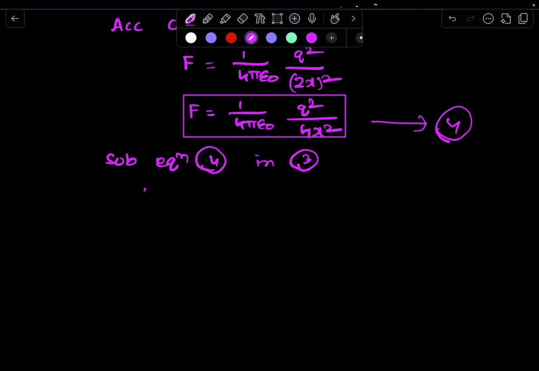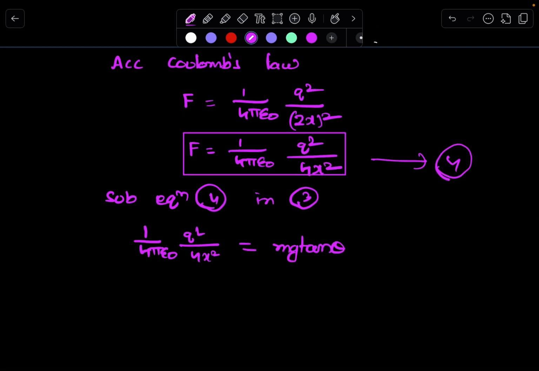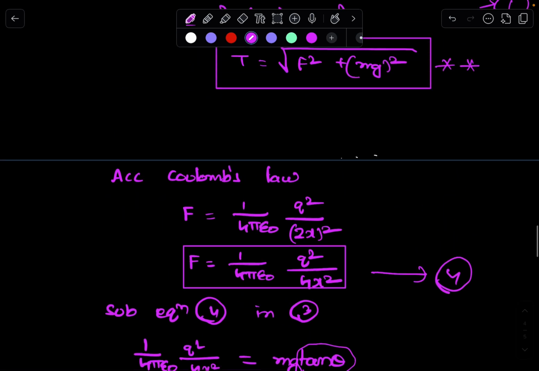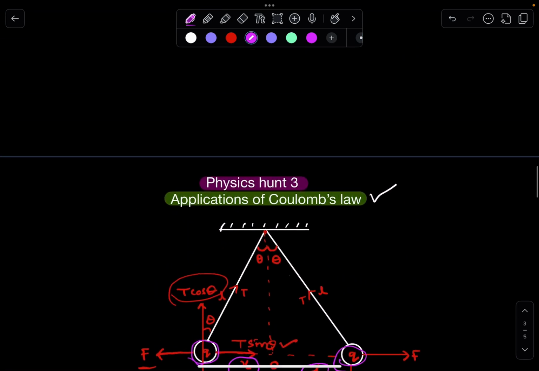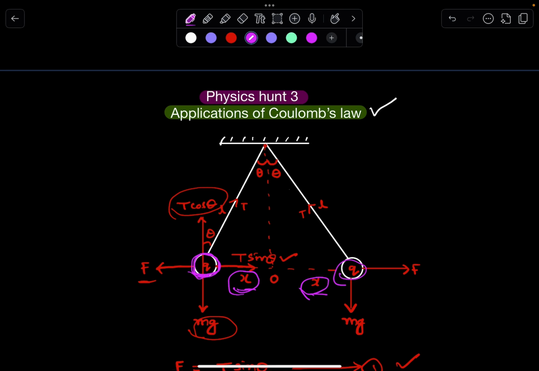So we can write it as 1 by 4 pi epsilon naught into q square by 4x square, which is equal to mg into tan theta, right? Now I'm going to find the angle, tan theta. For that I'm going to choose a triangle here. Let us assume here we have one charge, and the midpoint will be O, and this will be the rigid support. So from this triangle, theta will be there.